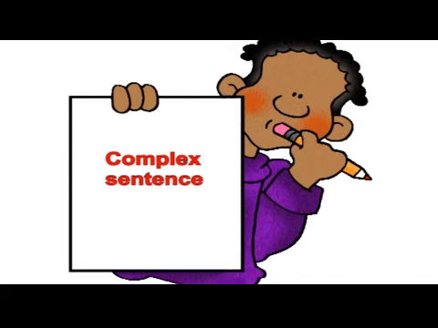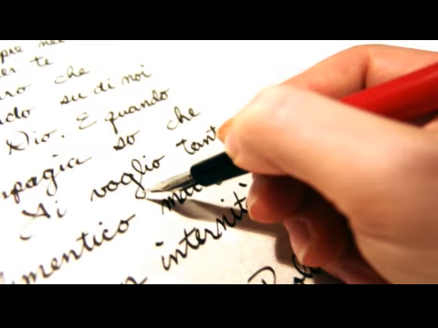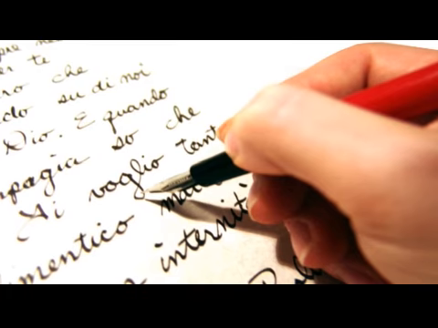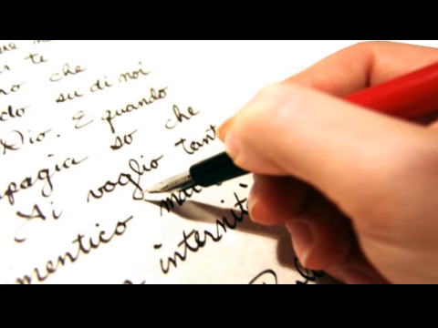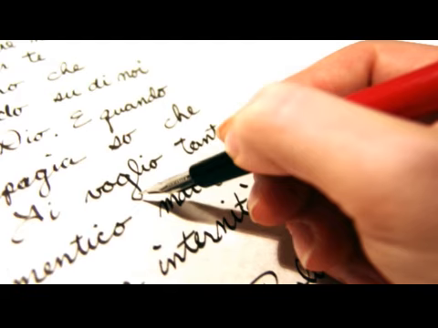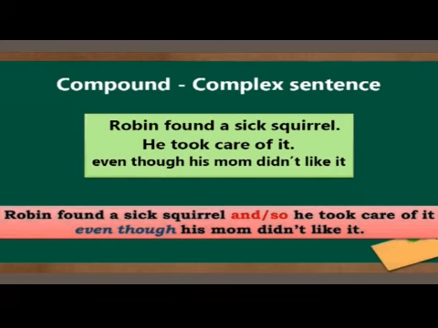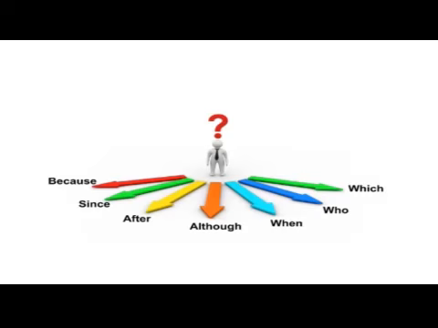Next, we will move on to complex sentence. A complex sentence has an independent clause joined by one or more dependent clauses or subordinate clauses. A subordinate clause is a group of words that has a subject and a verb but does not express a complete thought. A complex sentence always has a subordinator such as because, since, after, although or when, or a relative pronoun such as that, who or which.